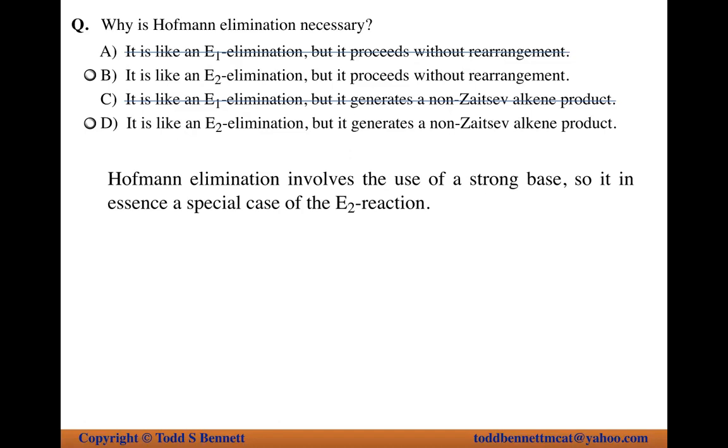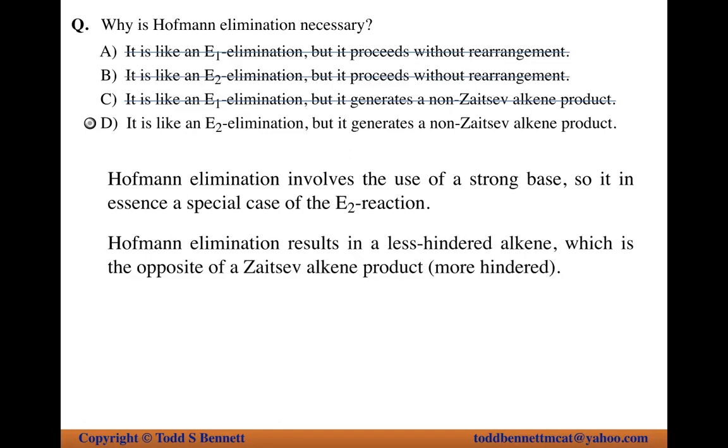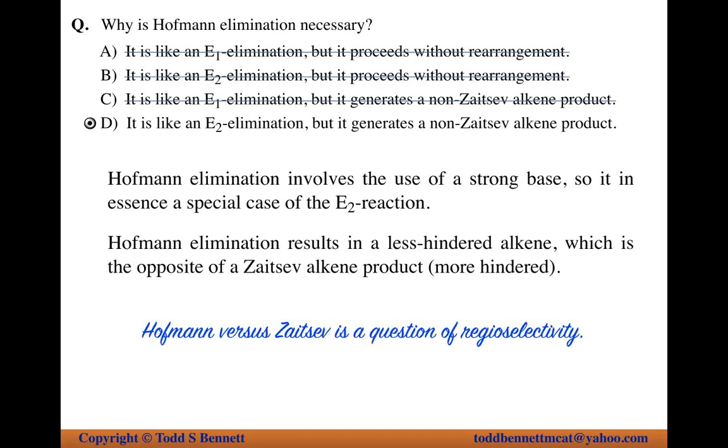And it's the opposite of Zaitsev. So it has nothing to do with the rearrangement. It has to do with the fact you get the less substituted. So Hofmann versus Zaitsev is a question of regioselectivity. Hofmann chooses the less substituted double bond, forms the less substituted by taking the less substituted H. Zaitsev takes the more substituted or more crowded H. Okay, hopefully these questions are falling into place.